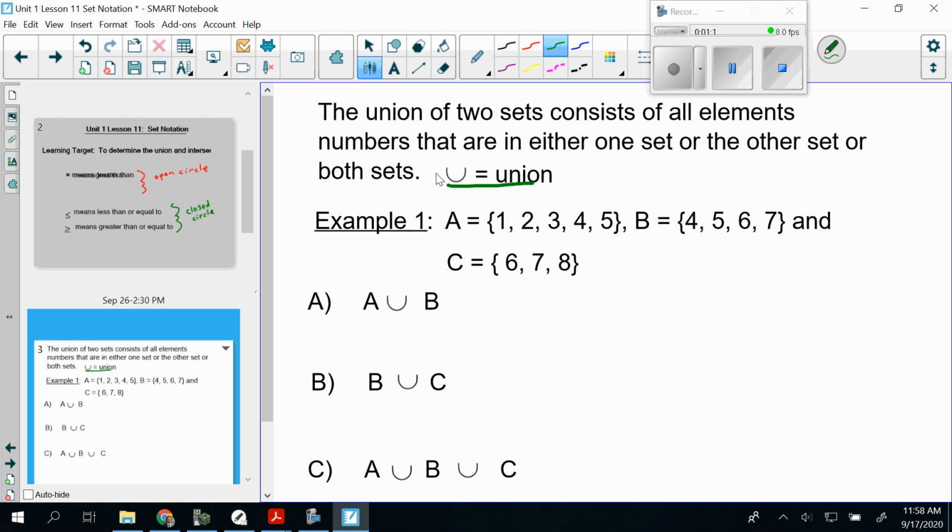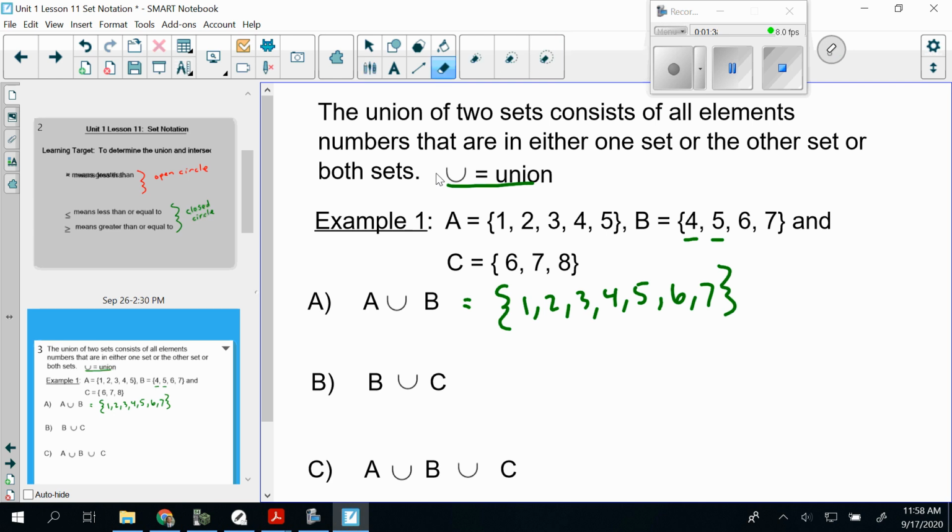So union, remember, is all the numbers included. And so for the union of this one, we'd want to make sure we have everything from A. So 1, 2, 3, 4, and 5. And we want to include also everything from B. Now, B also has 4 and 5. We don't need to list those a second time, just anything new that was not in A. So we also want to include 6 and 7, and that would be the union of those two sets.